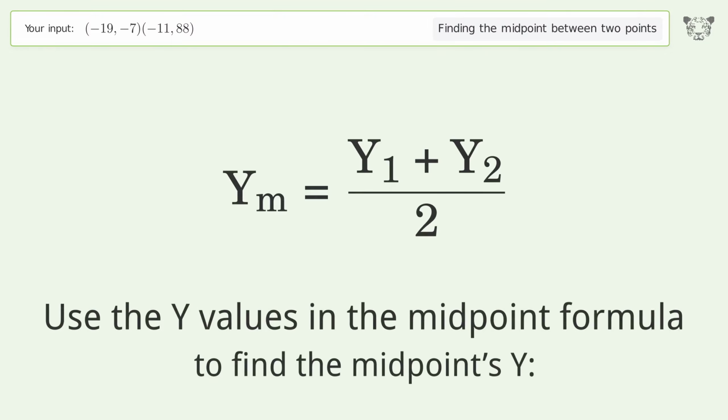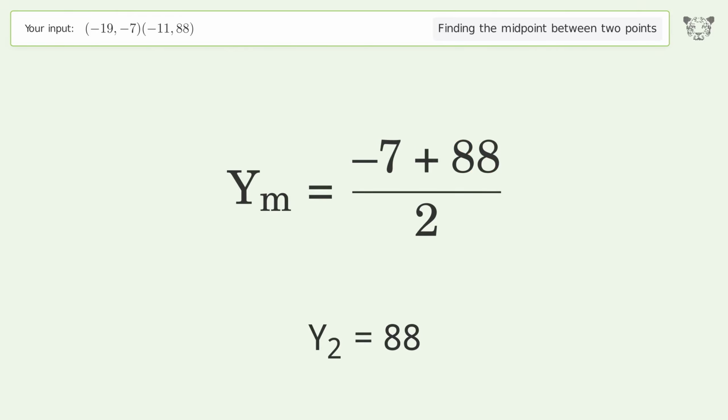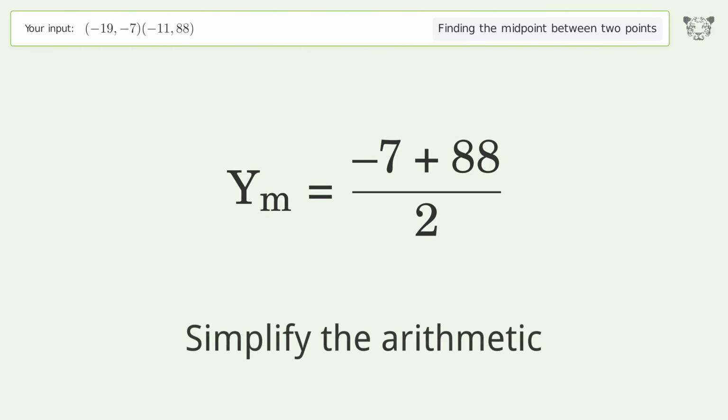Use the y values in the midpoint formula to find the midpoint's y. y1 equals -7. y2 equals 88. Simplify the arithmetic.